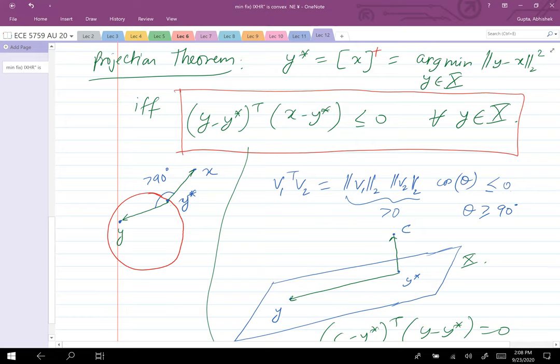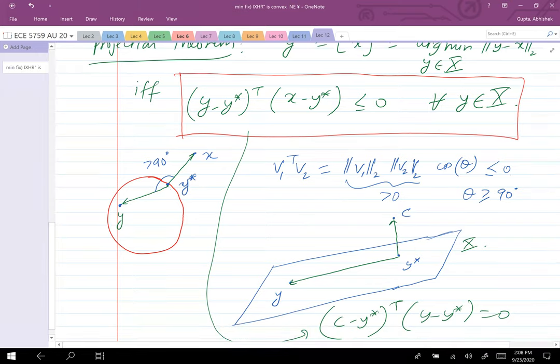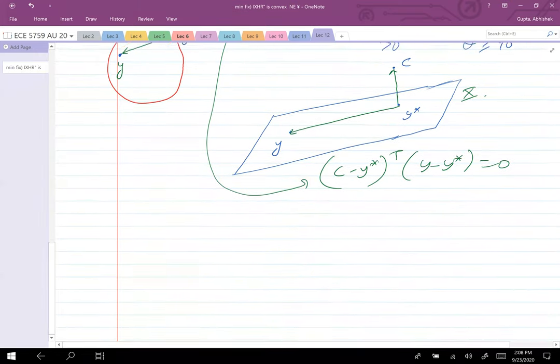Okay, another thing to note is y star is going to be unique. So for every point x, you will have a unique y star, which is a projection of that point onto the set X. And that's because the objective function is a strongly convex function. So therefore it will have a unique minimum and it cannot have two minimums. Okay, so no further questions.